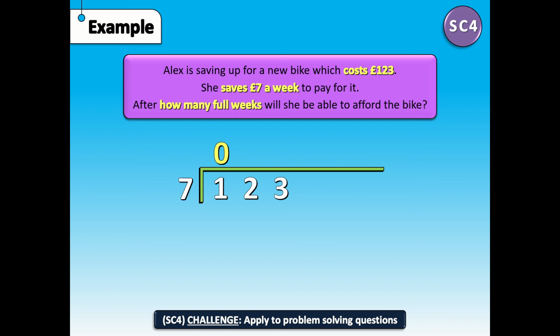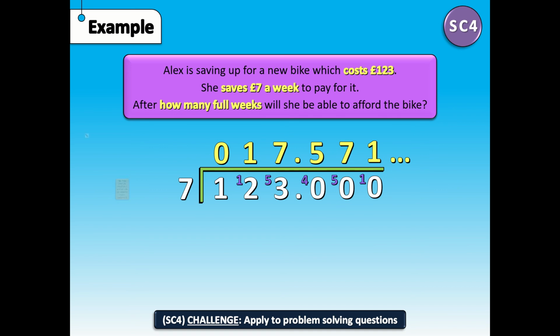7 goes into 1 0 times, so we carry the 1. 7 goes into 12 once with 5 remainder, and 7 goes into 53 7 times but with a remainder of 4. 7 goes into 40 5 times with 5 remainder. 7 goes into 50 7 times with 1 remainder, and 7 goes into 10 once, and this will keep going on.